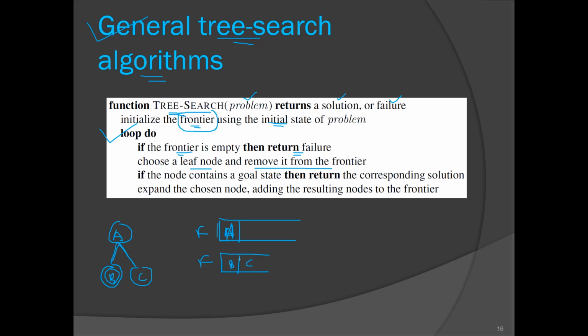Okay, again we are in a loop, right? If frontier is empty, then return failure. Frontier is not empty. Then choose a leaf node and remove it from the frontier. So B, we can choose any one. So we are choosing B. B is removed. C is there. If node contains goal state, B is our goal state, that's it. Return solution. Return a corresponding solution.